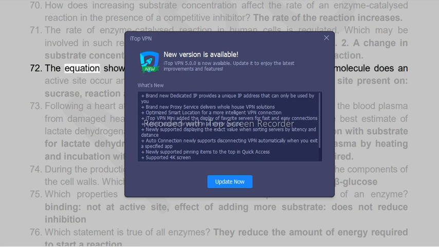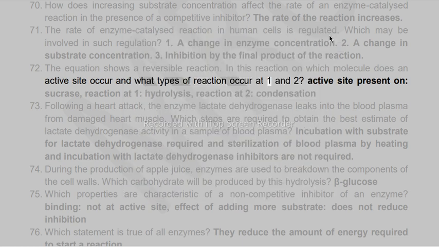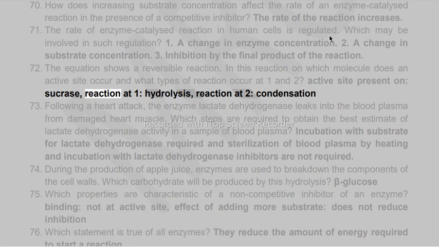72. The equation shows a reversible reaction. In this reaction, on which molecule does an active site occur, and what types of reaction occur at 1 and 2? Active site present on sucrase, reaction at 1, hydrolysis, reaction at 2, condensation.